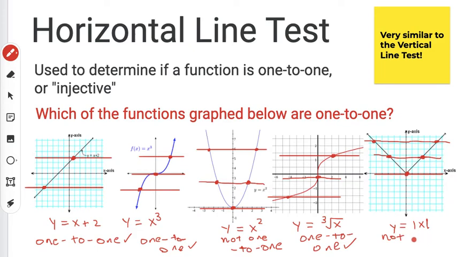And sometimes when I write one-to-one, I'll do a shorthand, and one of the short ways to write it is 1, 2, 1. That's just another way to write it. This function is not one-to-one because it fails the horizontal line test. So that's all it is. It's used to determine if a function is one-to-one, and another word for one-to-one is injective. And that is the horizontal line test. So I hope that helps.